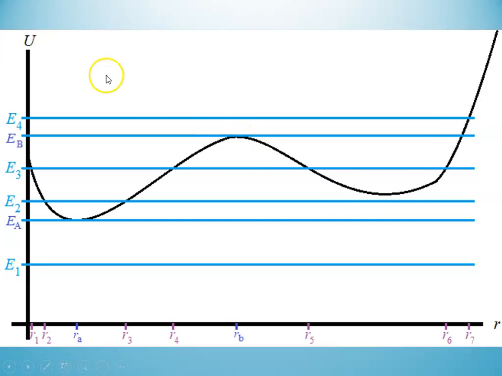So yeah, R sub B is a point of unstable equilibrium, whereas point R sub A is a point of stable equilibrium. If you put a particle at R sub A, at rest, and you just barely nudge it, it's just going to oscillate in small oscillations about R sub A. So those are the types of conclusions that you can draw from these types of energy diagrams.